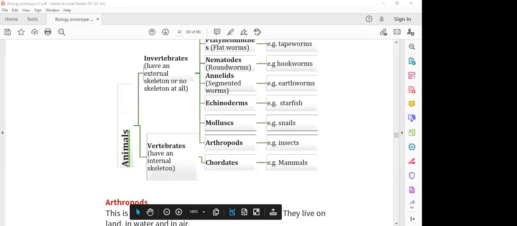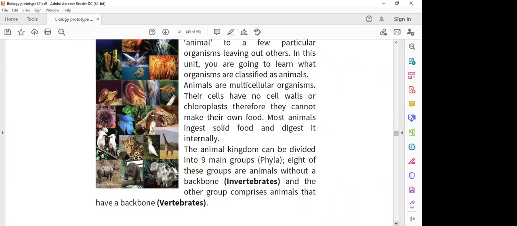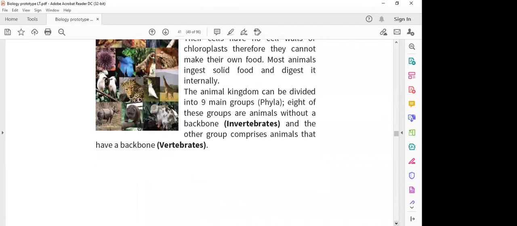Yesterday, we were looking at the different organisms in the kingdom Animalia. So we are generally looking at kingdom Animalia, where we said it is divided into 9 phyla.